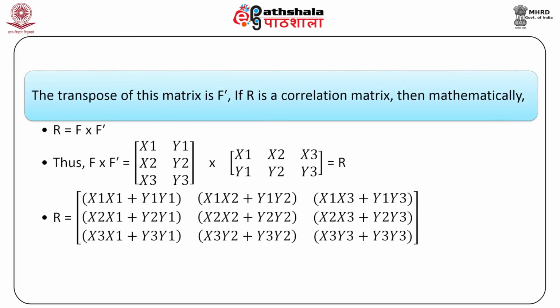By interchanging the rows and columns of the matrix, we get a transpose of this matrix, which is F dash, where F dash is equal to x1, y1, x2, y2, and x3, y3. If R is a correlation matrix, then mathematically R is equal to F into F dash.